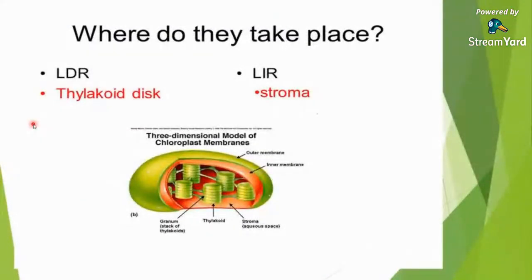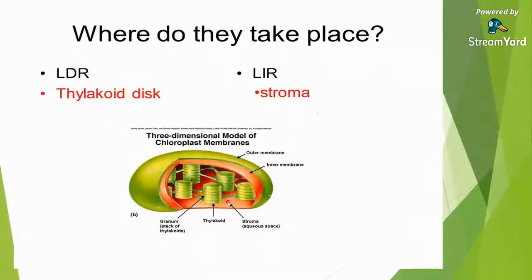Now, where does photosynthesis take place? We all know that light is absorbed inside the leaf part of the plant, and it contains chlorophyll molecules where photosynthesis takes place. Now this is the chloroplast, a three-dimensional model of the chloroplast membrane. The light dependent reaction takes place in the thylakoid disc, and the light independent reaction takes place in the stroma part.